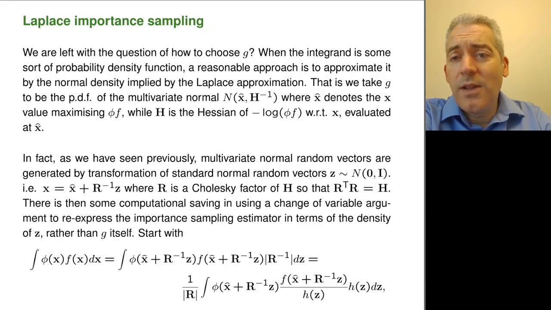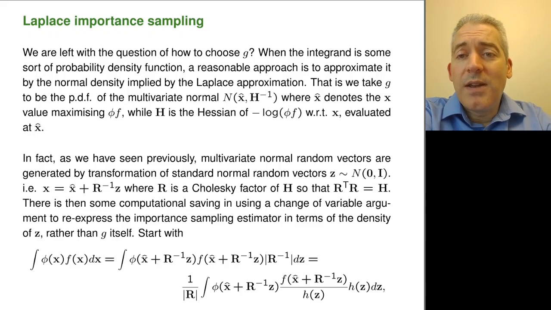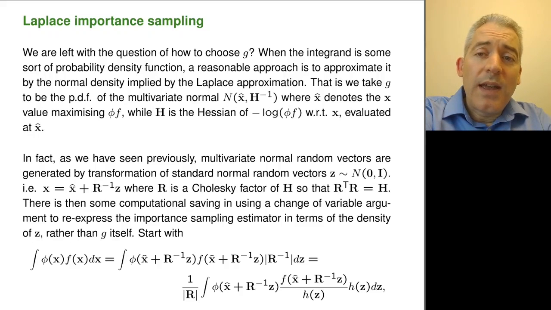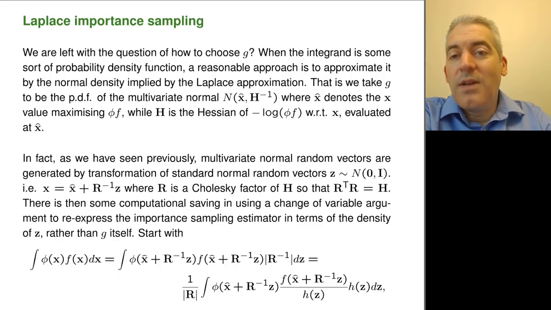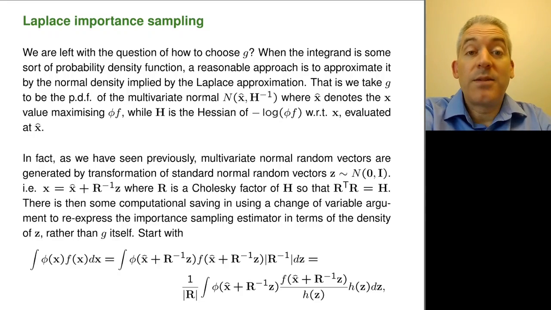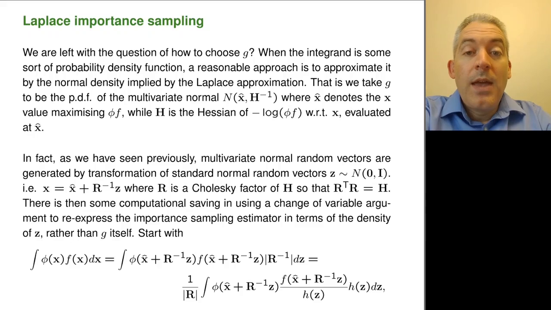So we're going to use the Laplace approximation to make our Monte Carlo draws in a very efficient way, but in the end we're going to get a Monte Carlo estimator that is unbiased, and so we're going to be able to get a realistic handle on the variability of our estimator. So we're going to know how good our Laplace approximation estimator really is. Okay, so that's the intuition behind Laplace importance sampling.